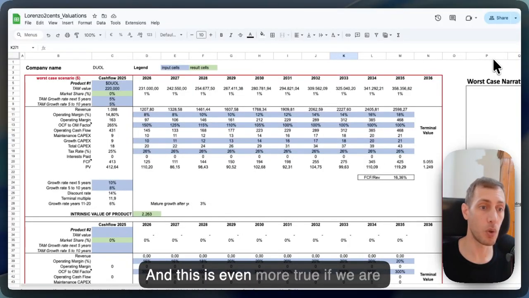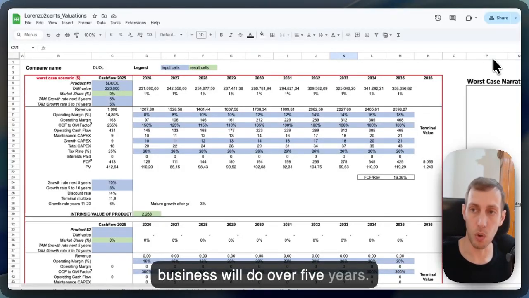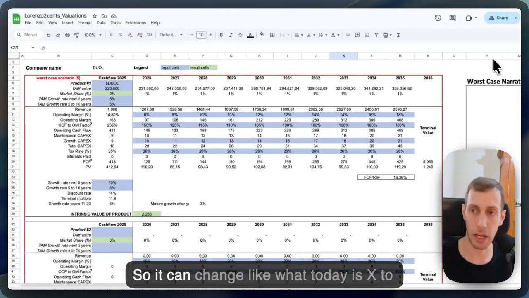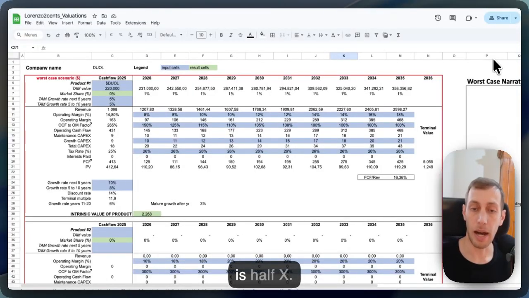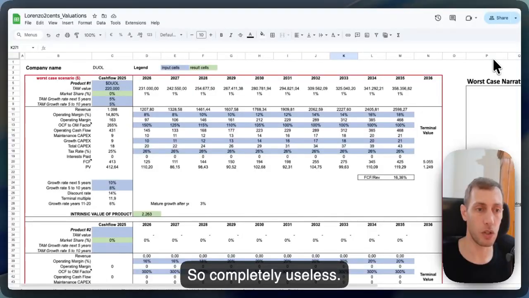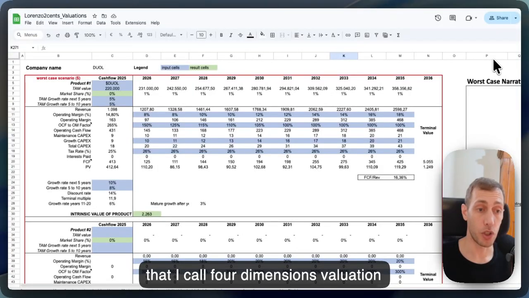And this is even more true if we are talking about a growth stock like Duolingo, because it's so unpredictable what the business will do over 5 years. So it can change, like what today is X, to 2X in 6 months, and in 9 months is half X, right? So completely useless. So what I have developed is my model that I call the 4 dimensions valuation model.